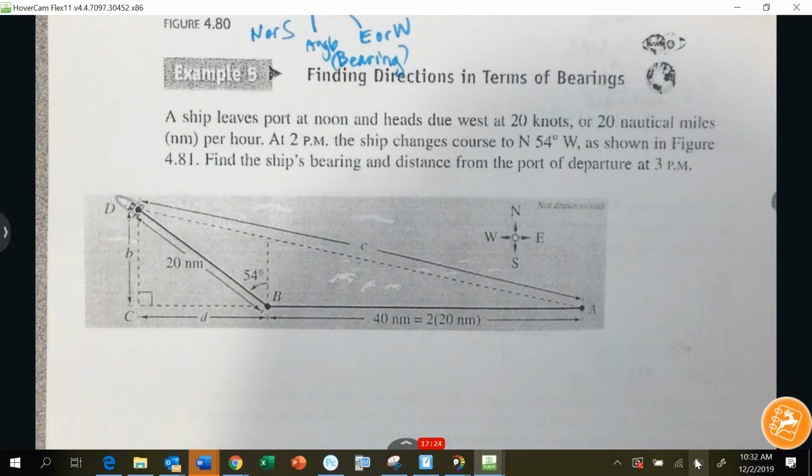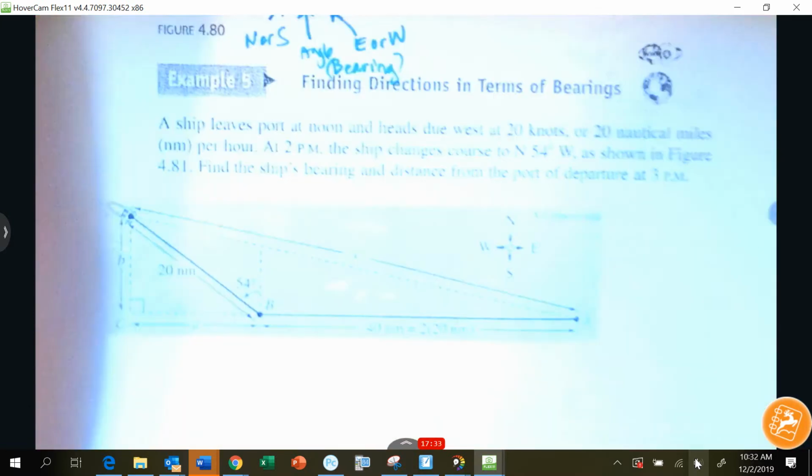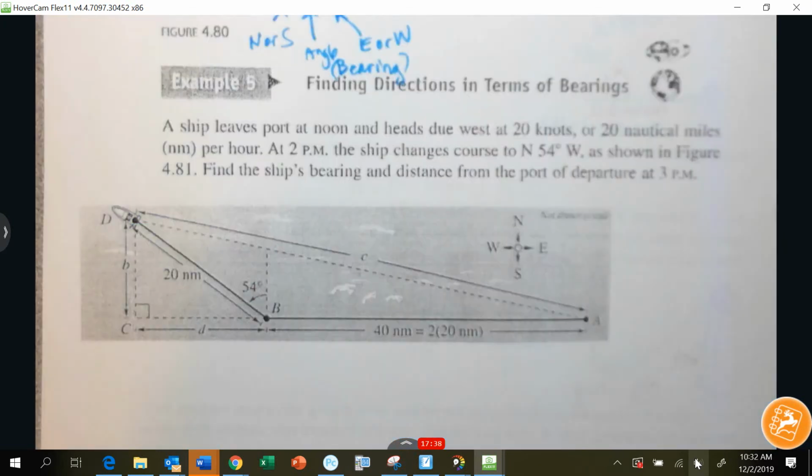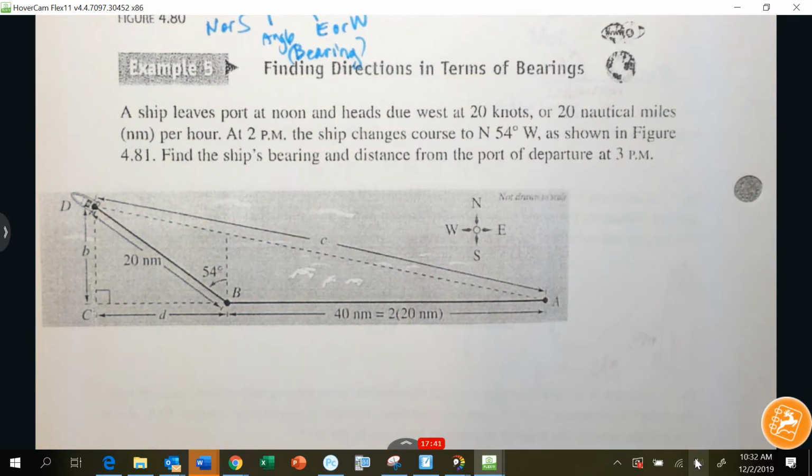I want to label some stuff on this one. So a ship leaves port at noon. Heads due west. Let me make it a little bit lighter because my shadow keeps getting it. Port at noon. Heads due west at 20 knots or 20 nautical miles per hour. Where's the port? It is at point A. How do you know that? Right. It's going west from there.